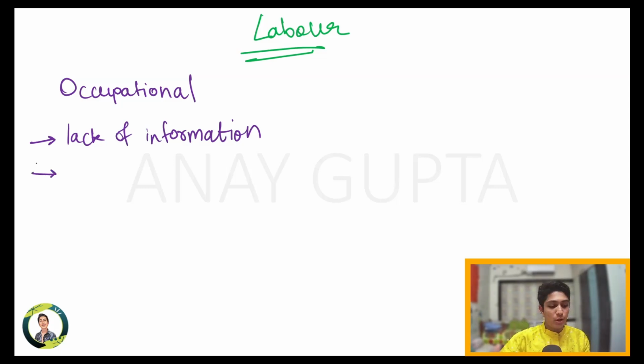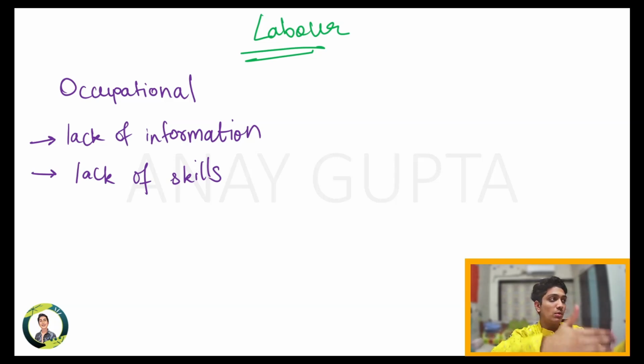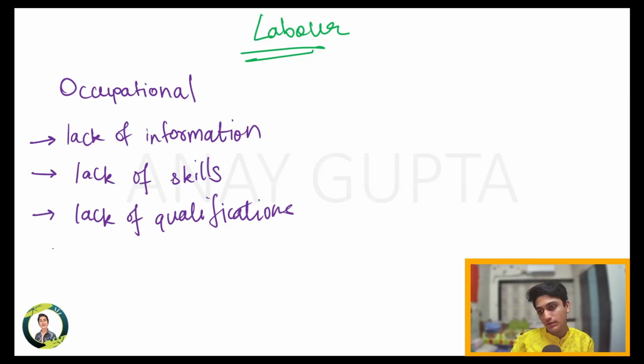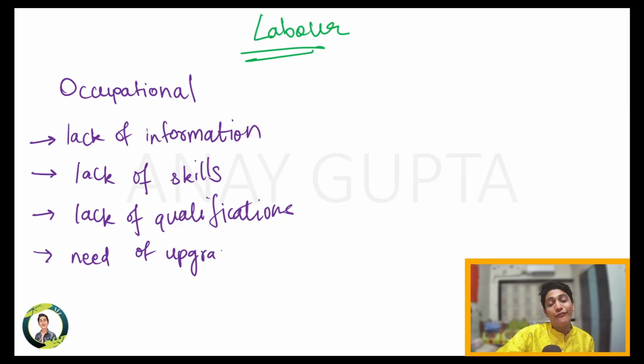Okay. The second problem that he might face is lack of skills. He might not know how to work with computers because he is trained to work in the farm, in the field. So he's trained in all the farming practices, but he does not know how to code. Okay. The third problem could be lack of qualifications. And say the fourth problem could be need of upgradations, which is kind of repetitive to the lack of skills. That means that you cannot perform that function efficiently.